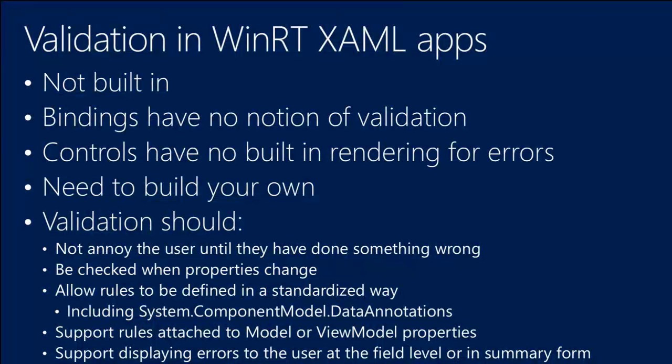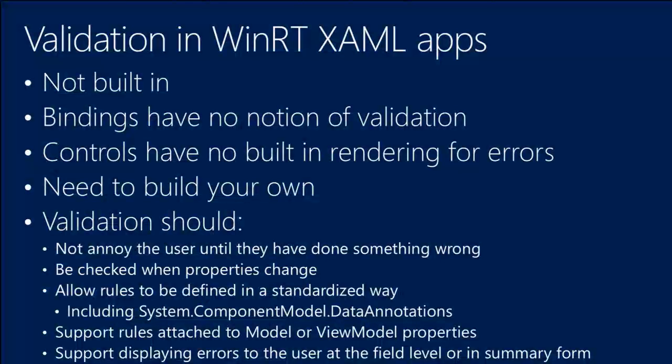And the things you would want that validation to do is, as I showed during the AdventureWorks demo, first off, don't annoy the user if they haven't done anything wrong. So defer validation until they've actually put some input, which kind of ties in with one of the later bullets, which says, wait until a property changes as your trigger mechanism to say, when should I do validation?